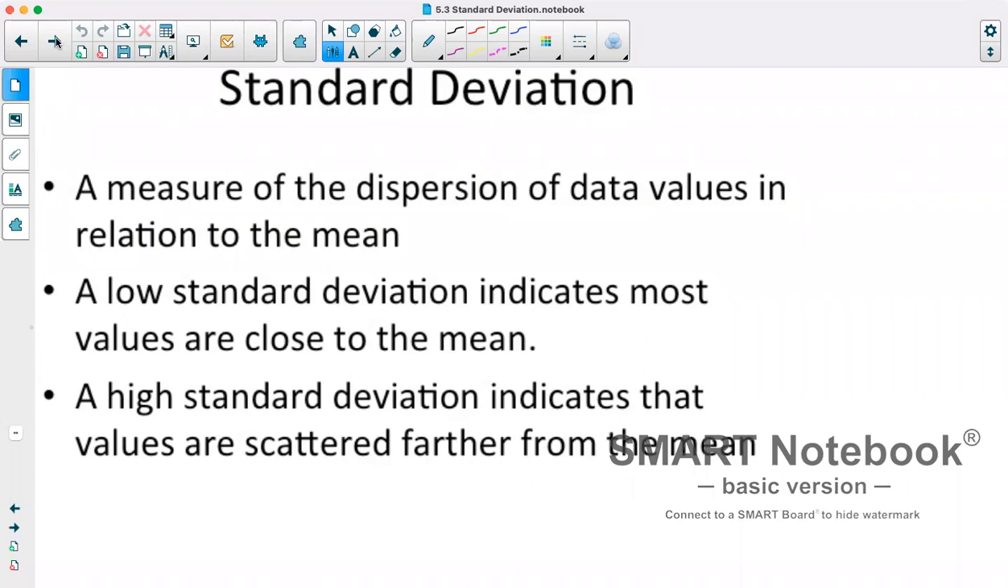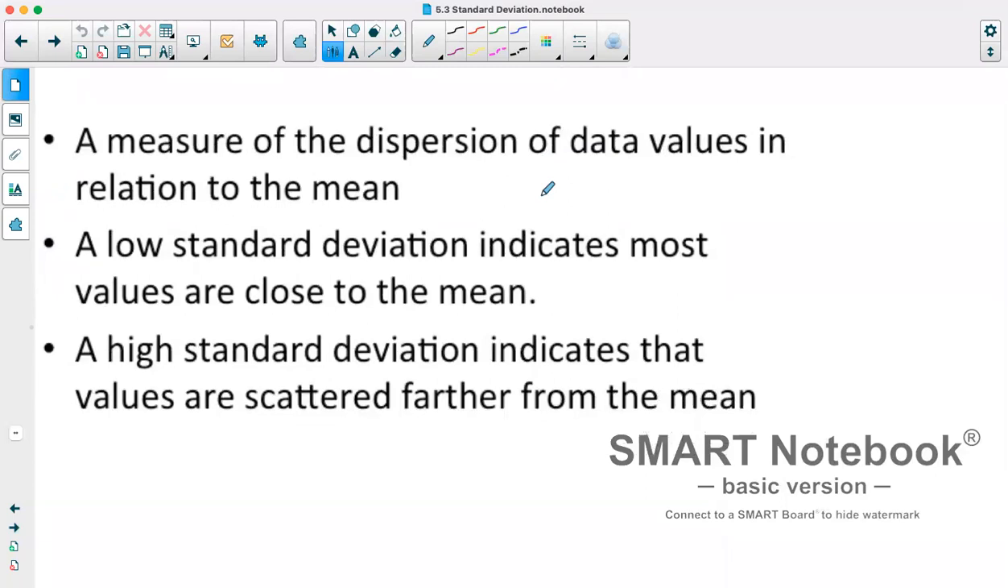So low standard deviation indicates that most of our values are close to our mean, so close to our average value, while a high standard deviation indicates that values are scattered farther from our mean.